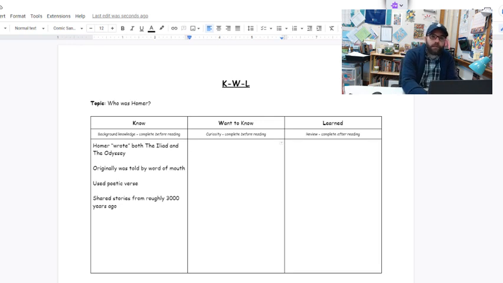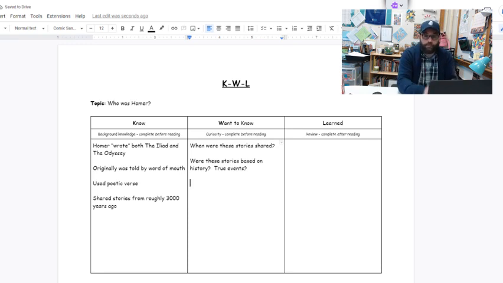I had one student that wanted to know, when were these stories shared? And these are all going to be questions. What do we want to know? When were these stories shared? I had students asking, were these stories based on history? True events. That's what my students really want to know. So as we read today, we're going to go in with that lens, specifically of what parts of these stories, if any, were true.